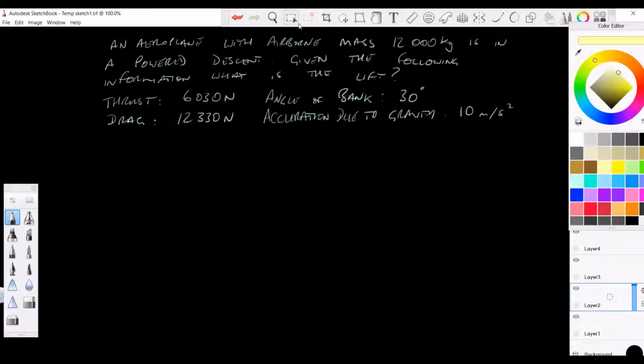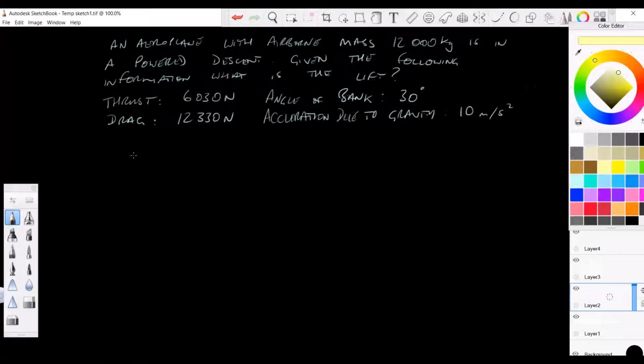So on to that, let's consider the three equations that are going to be important on this. Key to the question is working out lift. There are two things that will affect the relationship between lift and weight, and that is the descent and the angle of bank. As I say, the angle of bank has most effect.